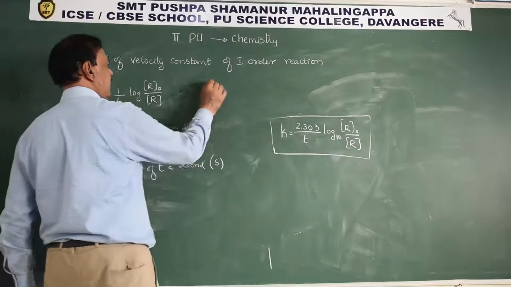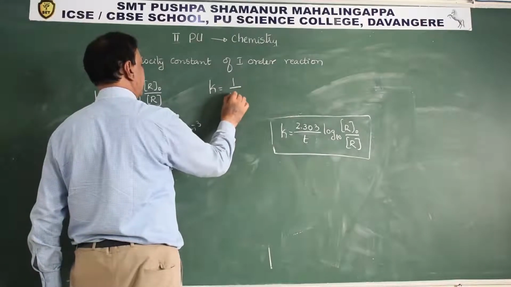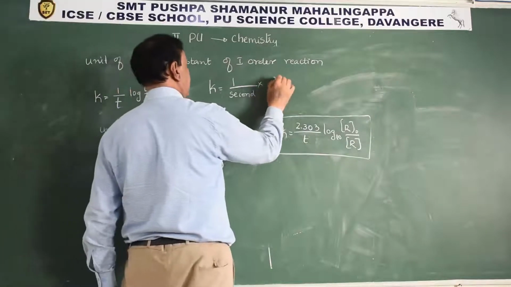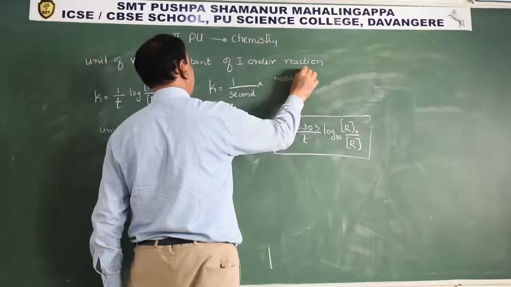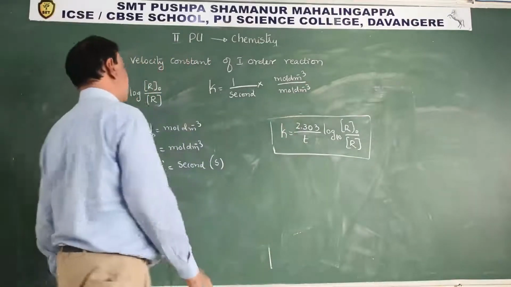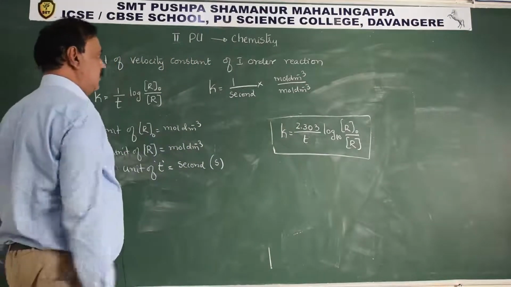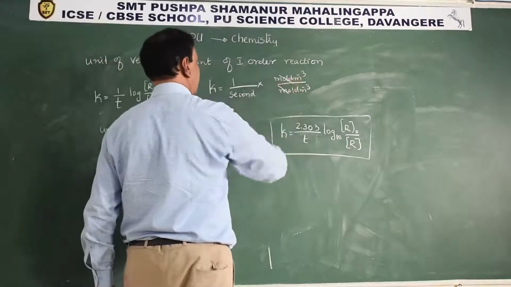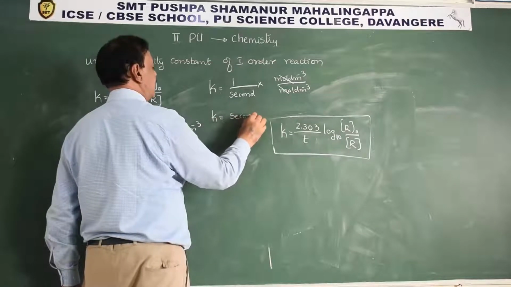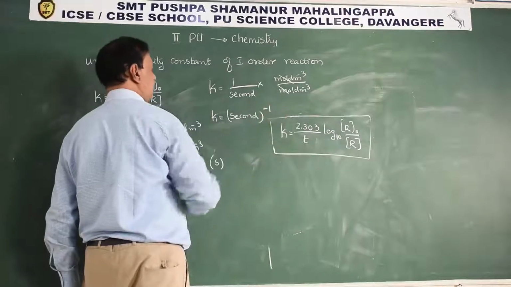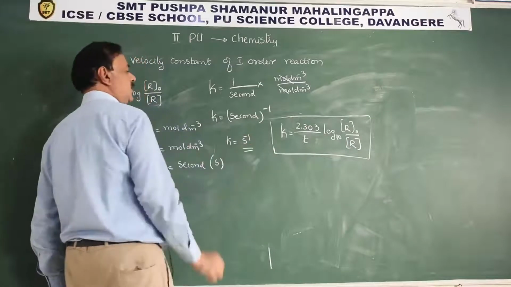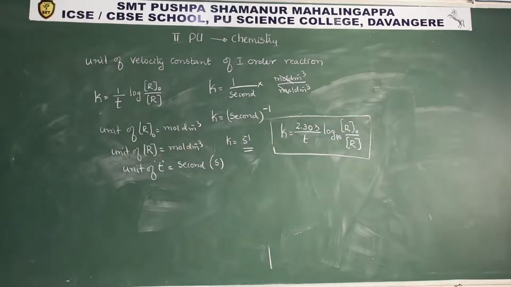Now substitute the values. Now K is equal to 1 divided by second into moles per cubic decimeter divided by moles per cubic decimeter. That is a constant value. Log of this constant will get cancelled. Moles per cubic decimeter will get cancelled. Therefore, the unit of K is equal to second to the power of minus 1. Therefore, K is equal to per second. This is the unit of velocity constant of the first order chemical reaction.